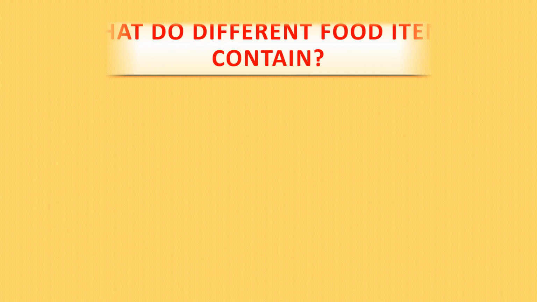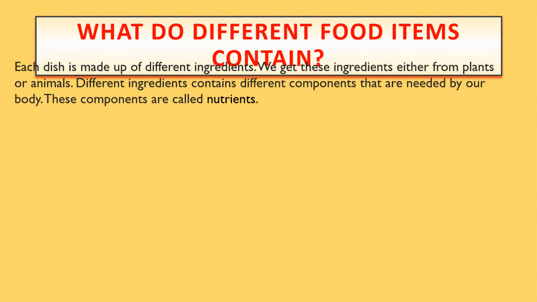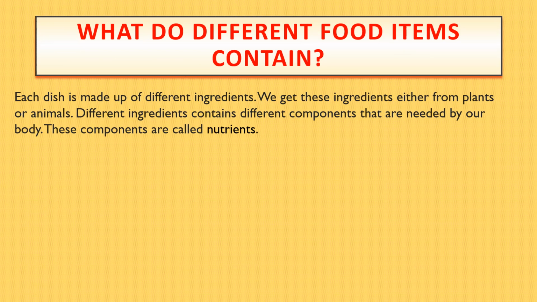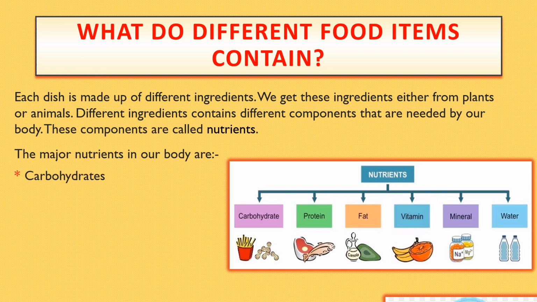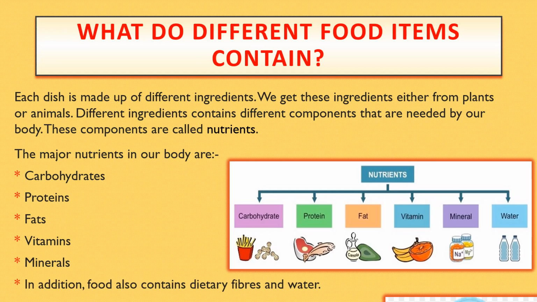Now the question arises, what do different food items contain? Each dish is made up of different ingredients, as you have learnt in the previous chapter, and we get these ingredients either from plants or from animals. These ingredients contain different components that are needed by our body, and these components are called nutrients. The major nutrients are carbohydrates, proteins, fats, vitamins, and minerals. In addition to all these, food also contains dietary fibers and water.